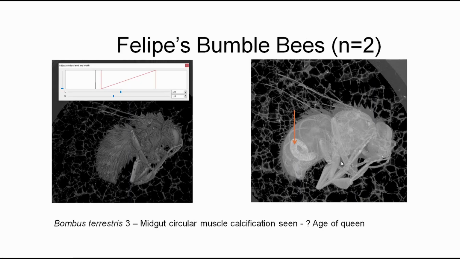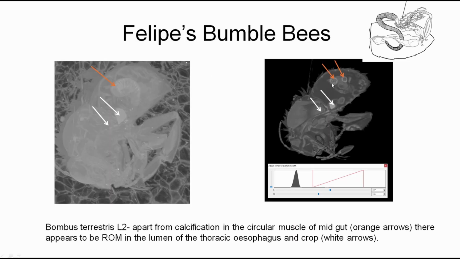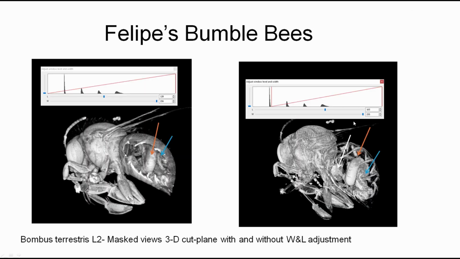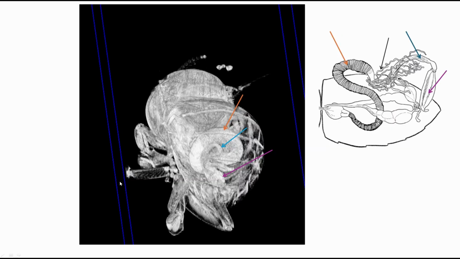Turning now to Philippe's bumblebees, both showed this appearance. The second of the two data sets showed not only material in the midgut but also intraluminal material which seemed to be in the bee's crop and distal bowel, as shown here, and here, and here.